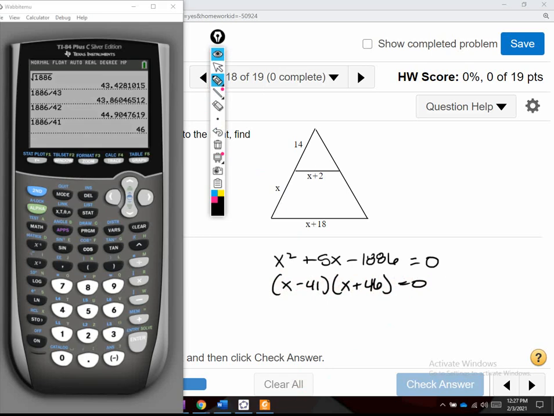If you have a TI-83, does anybody have this calculator that they use on a regular basis? Nobody? So I won't demonstrate then how we do that.